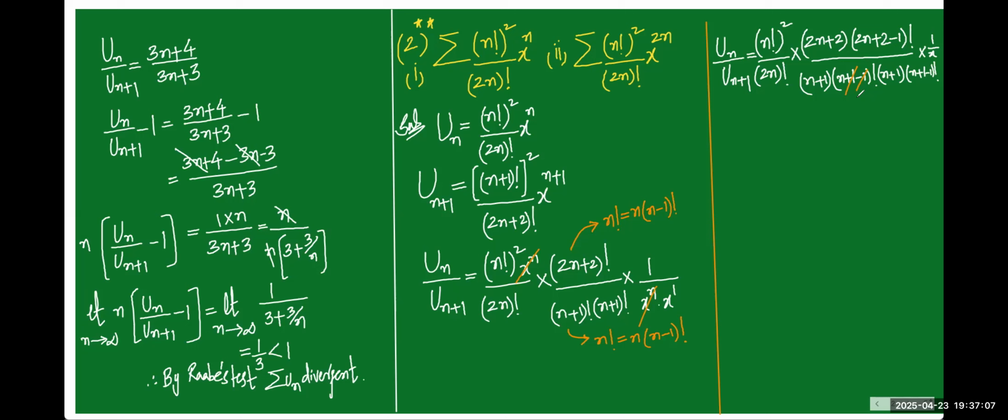n factorial is left now. Yes, sir. So that n factorial is cancelling with this square term. And plus 1 minus 1 here also cancel. n factorial is left, that is cancelling with this term.